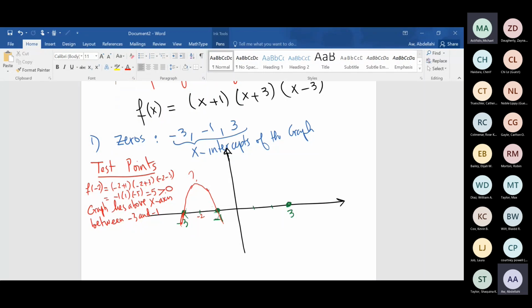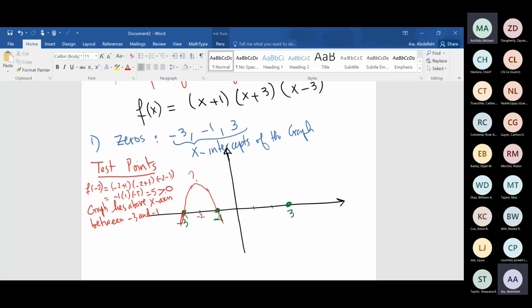Everybody understand what we did here? We plugged in negative 2 in the function. We find 5. That means my point at negative 2 is 5, which is positive, so the point lies above the x-axis. If one point lies above the x-axis, all the other points also lie above the x-axis, right?